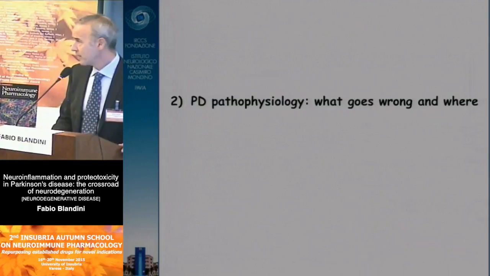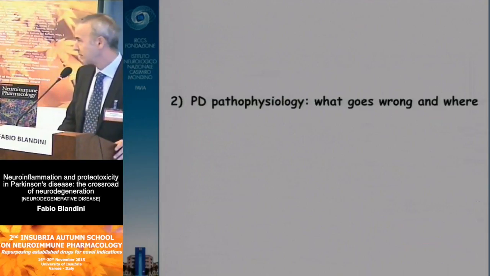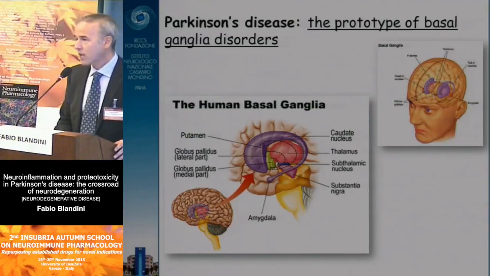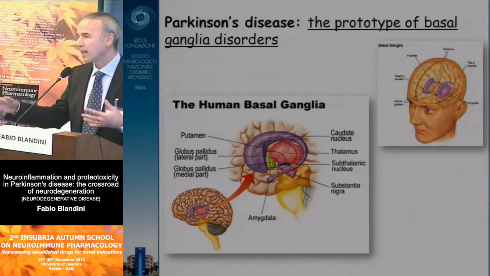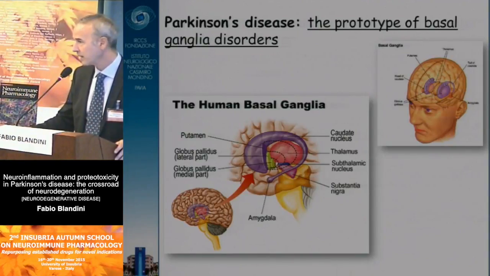So, pathophysiology. What goes wrong in Parkinson's disease, and where do these wrong things happen? Parkinson's disease is a prototype of movement disorders on one side, and the neural correlate, of course, of this movement disorder is the involvement of the basal ganglia.